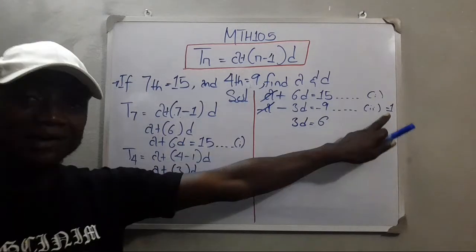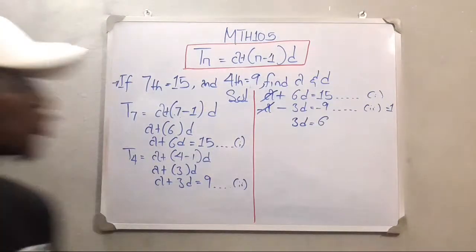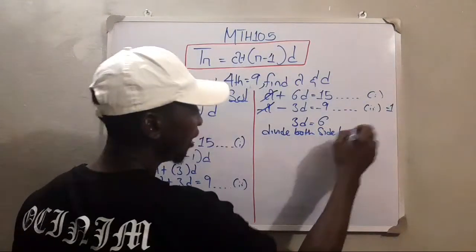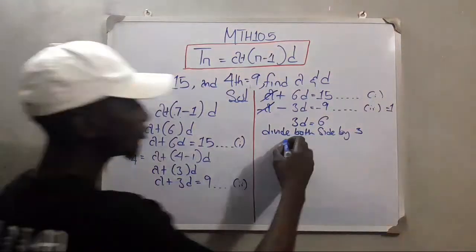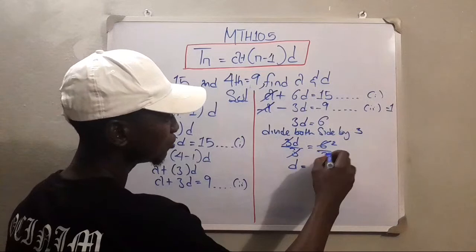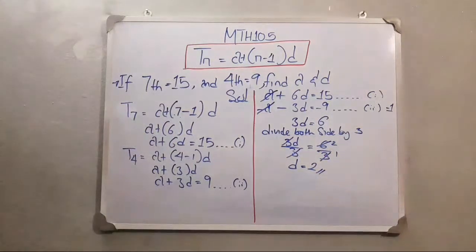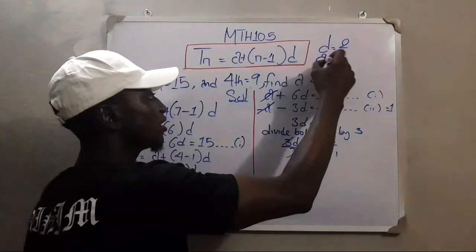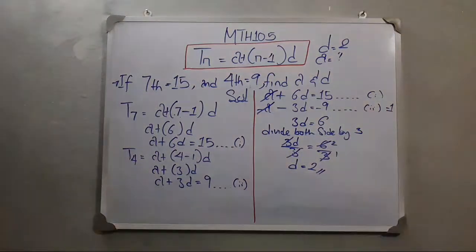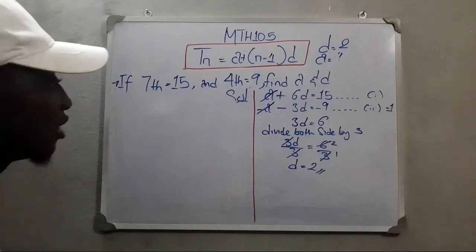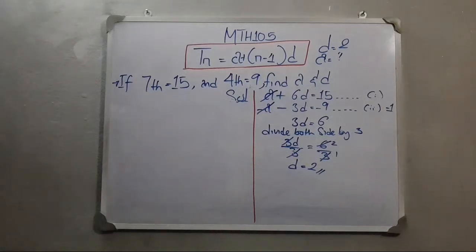We only multiplied minus 1 with all this, then subtracted it from equation 1. So from here we can divide both sides by 3. We have 3D equals 6 over 3. We have cancelled this, so we have D, and we have 2 over 1. So now D is equal to 2. Let's keep it somewhere: D equals 2. The next thing we are solving for now is A. Since D is already 2, let's solve for A in equation 1.